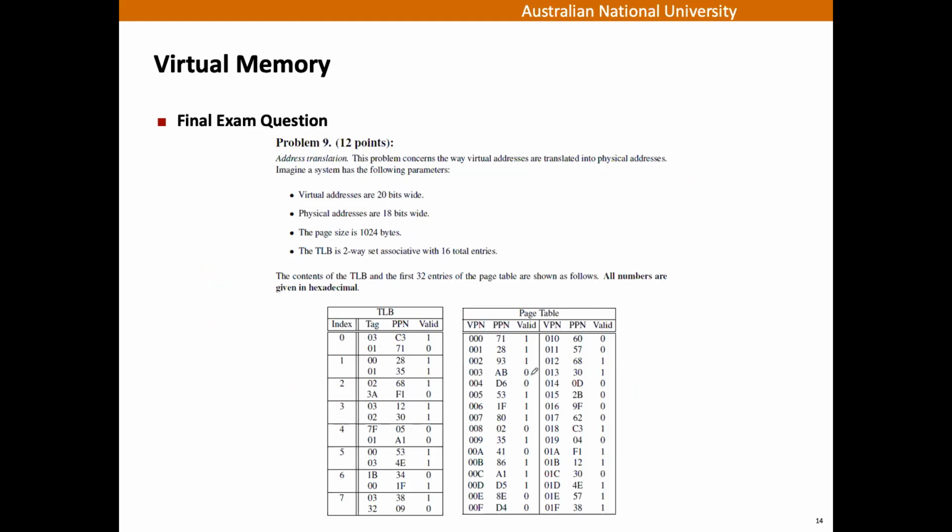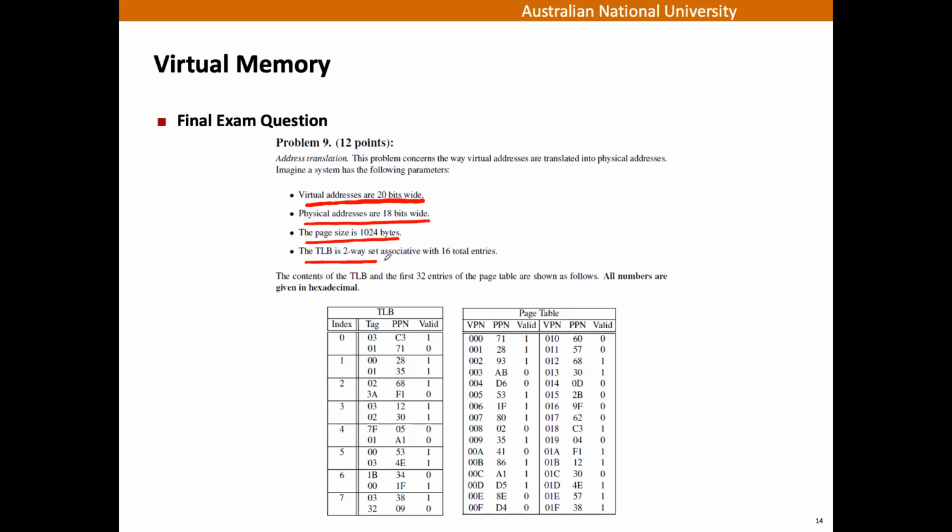The dreaded, the fearful virtual memory. Okay, let's do a question on address translation. This problem concerns the way virtual addresses are translated into physical addresses. Imagine a system with the following parameters. Virtual addresses are 20 bits wide. Physical addresses are 18 bits wide. Page size is 1024 bytes.